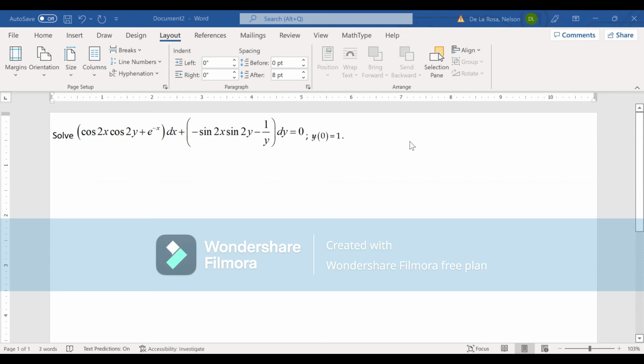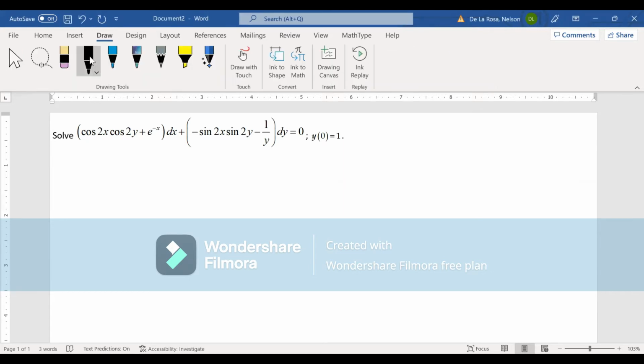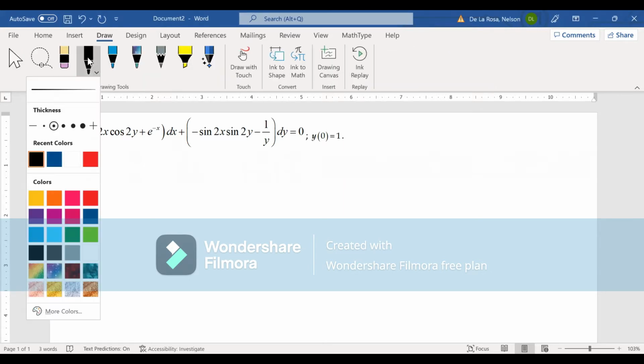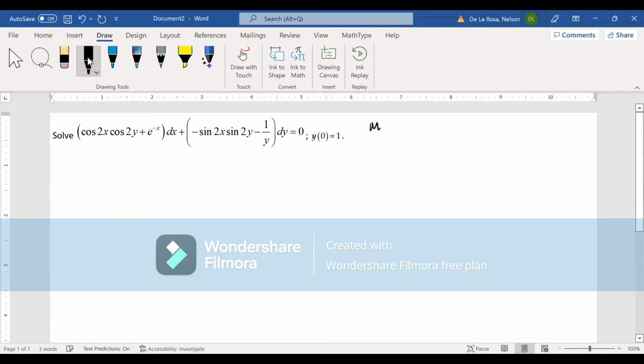We have to solve an initial value problem. Notice that we have a differential equation, and then we also have a condition. So that is why we have to solve an initial value problem. Notice that this equation is given in the form M(x,y) dx plus N(x,y) dy equals 0.